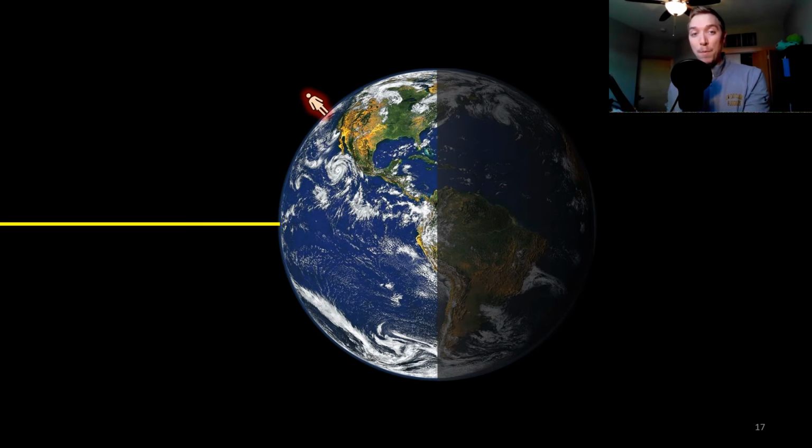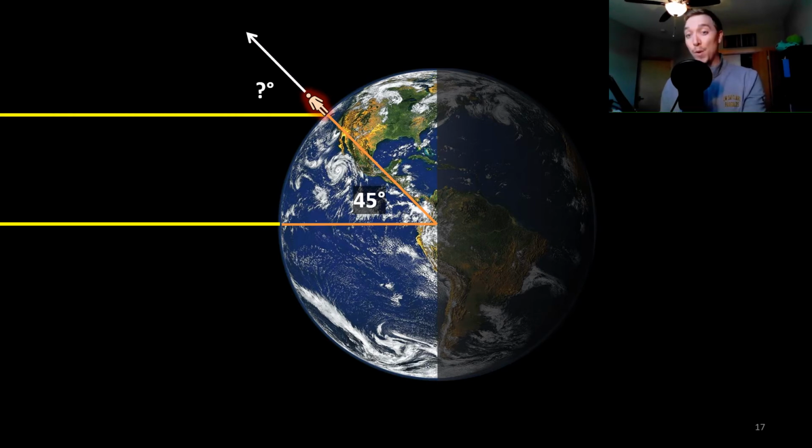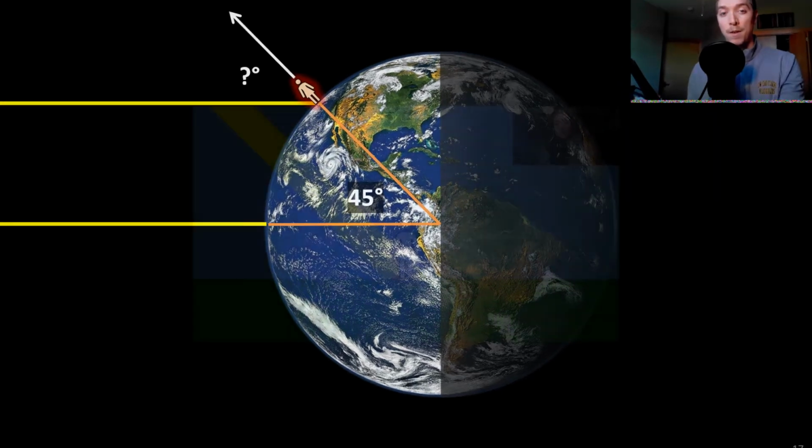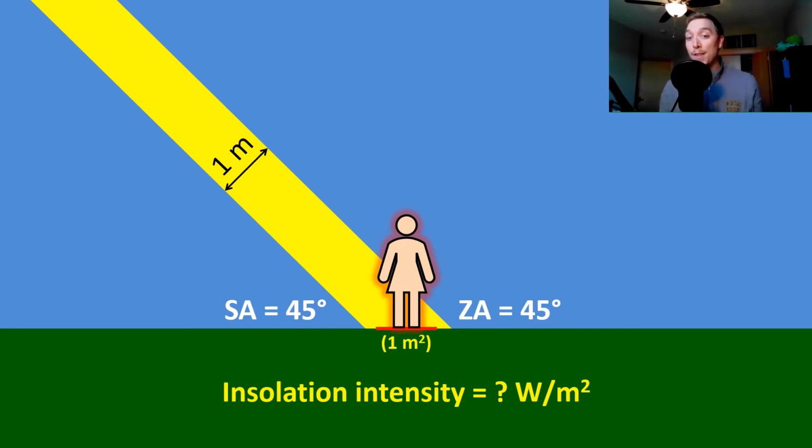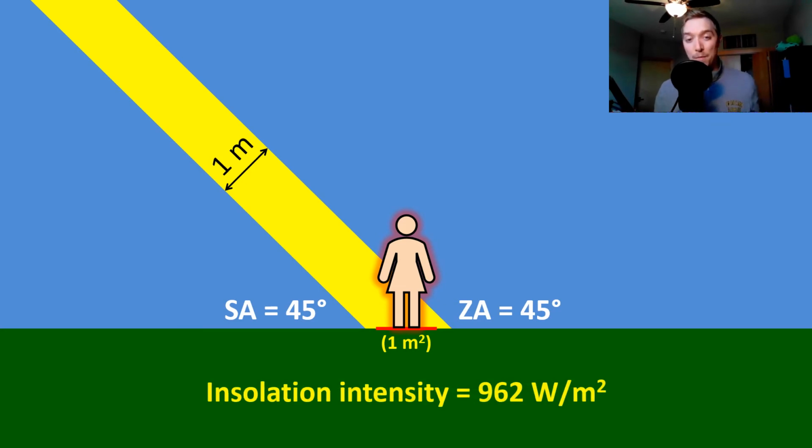We're much further up. We're about 45 degrees now, right about where we live on our planet. What's our sun angle? Should be easy now, right? 45 degrees. What's our insolation intensity? Go ahead and pause the video and you should be able to figure it out. You get 962 watts per meter squared. Okay, let's move up a little bit further.